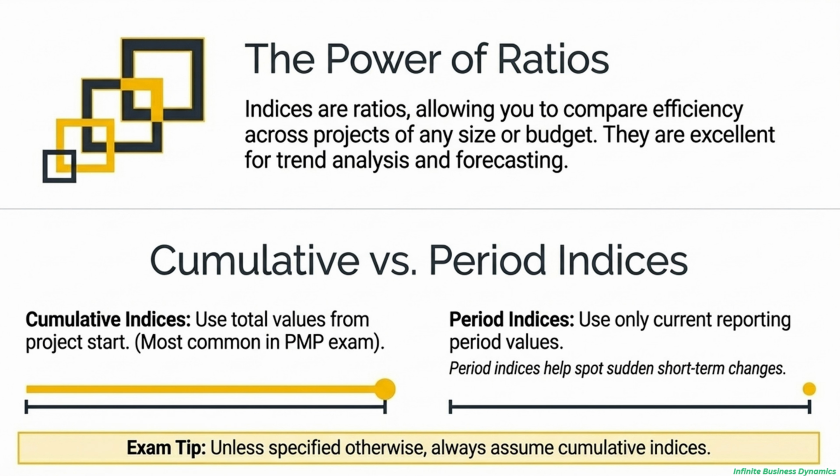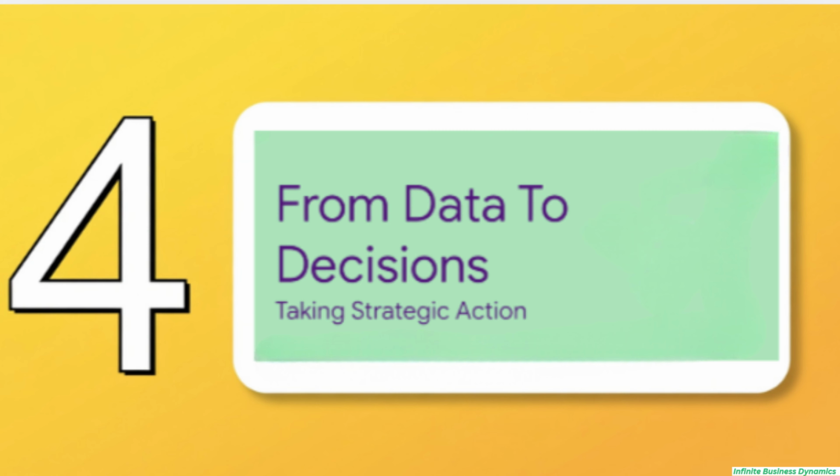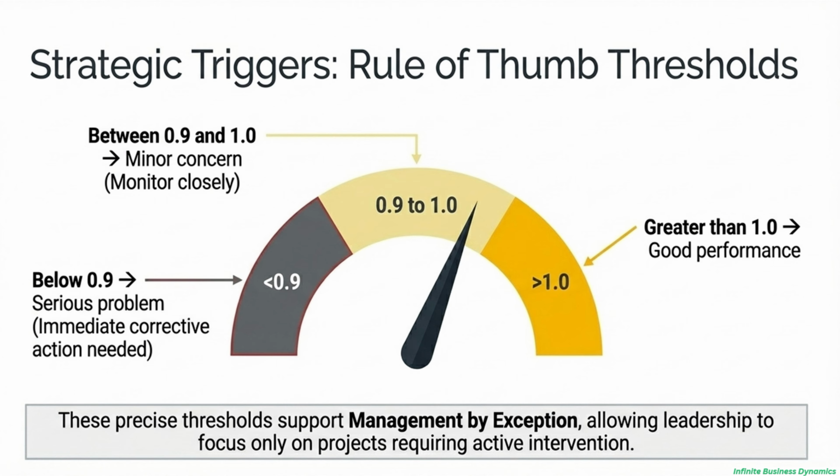And this brings us to what I think is the most important part of our whole journey. I mean, it's not enough to just calculate these numbers, right? You have to translate them into smart, strategic actions that guide your project to success. So how do you know when you actually need to step in and do something? Well, you use these strategic triggers.